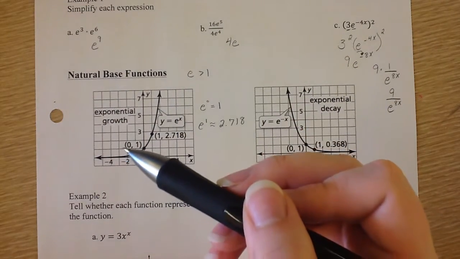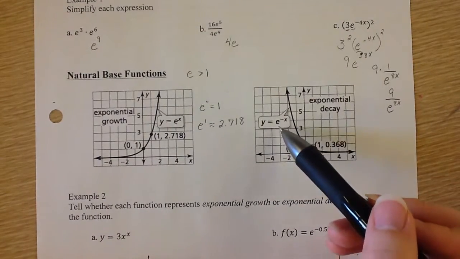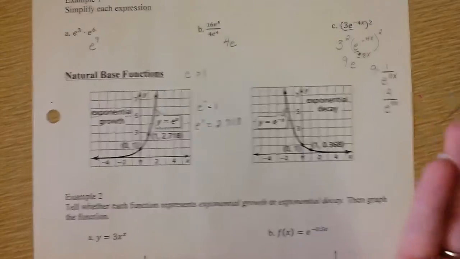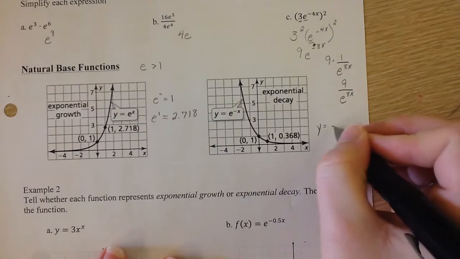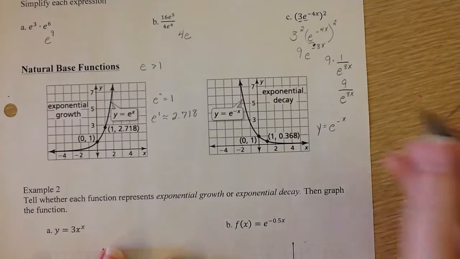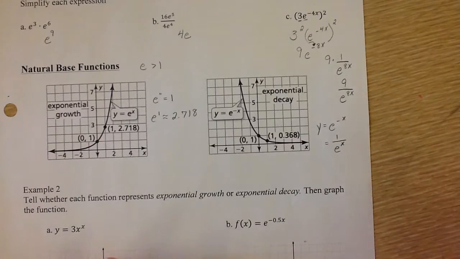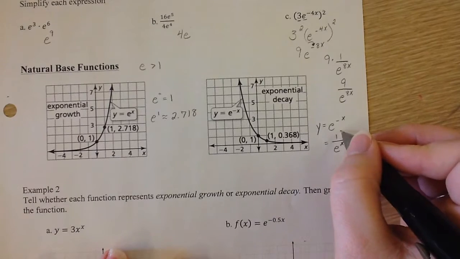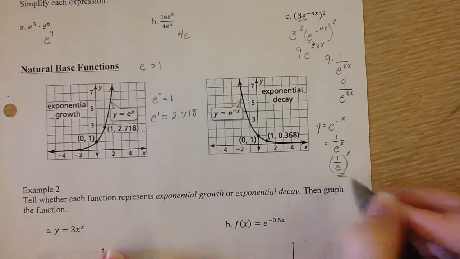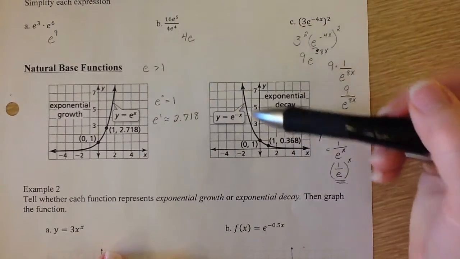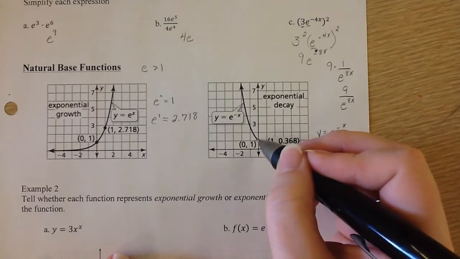To show exponential decay with a base of e, since e is greater than 1, we do e to the negative x. That's just the reciprocal. y equals e to the negative x is the same as saying 1 over e to the x, which we could rewrite with 1 to the x being just 1. So now my base is less than 1, which corresponds to my decay function. When I put a 0 in, we get 1, so we have the point 0, 1.